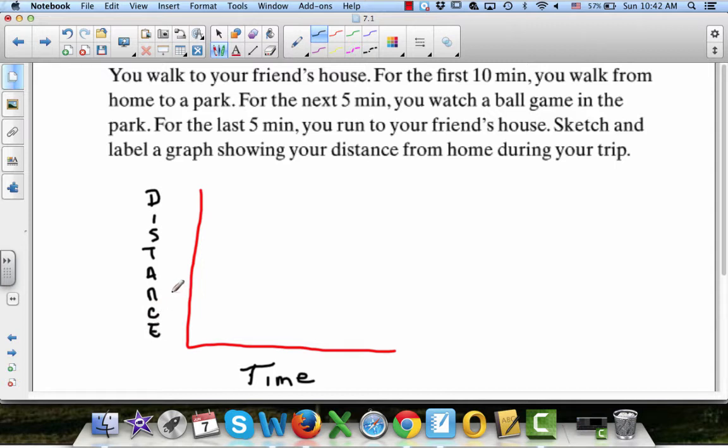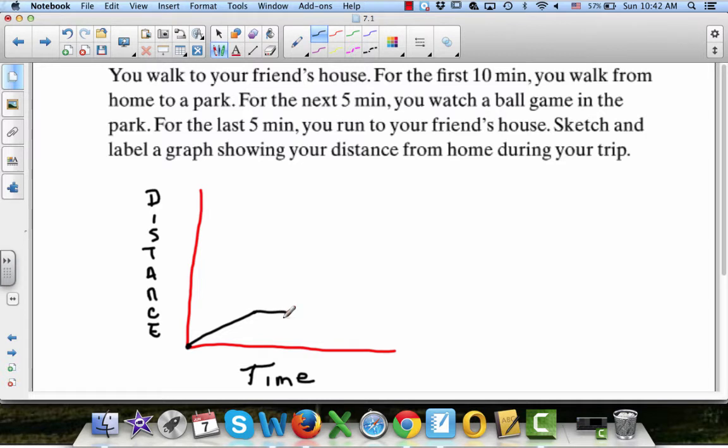Okay, now how far away from home are we when we start the trip? We're at home, so we're at zero distance away from home. It says for the first 10 minutes, you walk from home to the park. So you walk from home to the park. Then it says for the next 5 minutes, you stay at the park and watch a ball game. So you stay the same distance away from home.